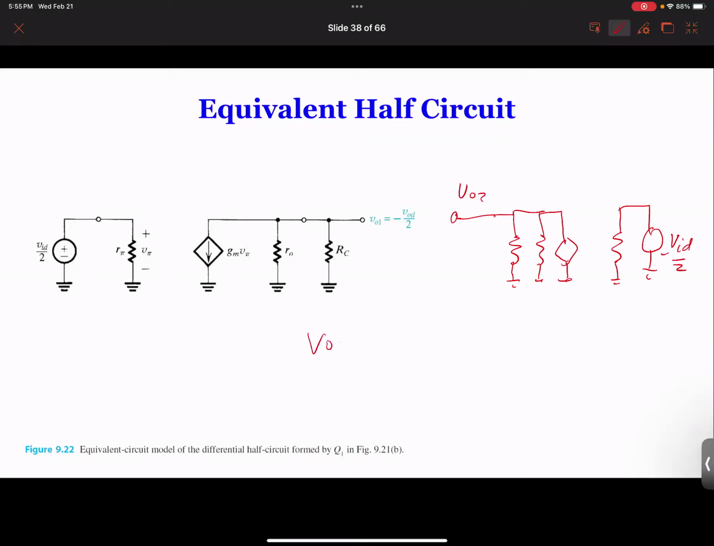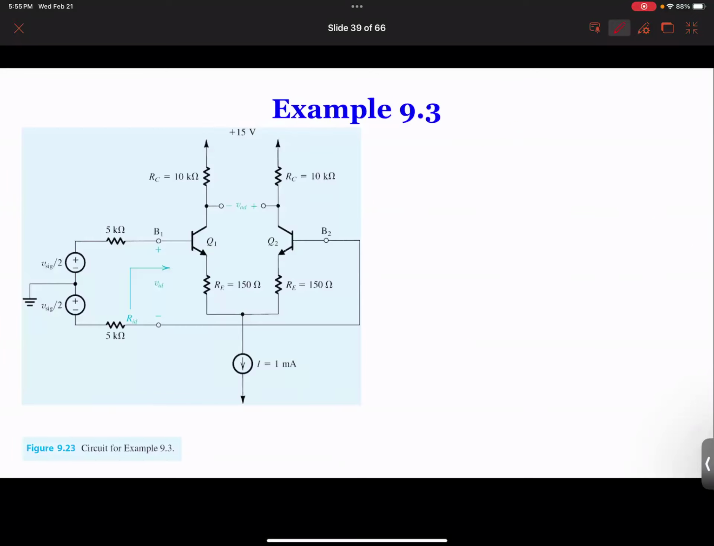And then your VO is equal to VO2 minus VO1. And this will give you the same result we already derived, so we're not going to repeat what we have done. Let's go over maybe this one example, and then we will be done for today.